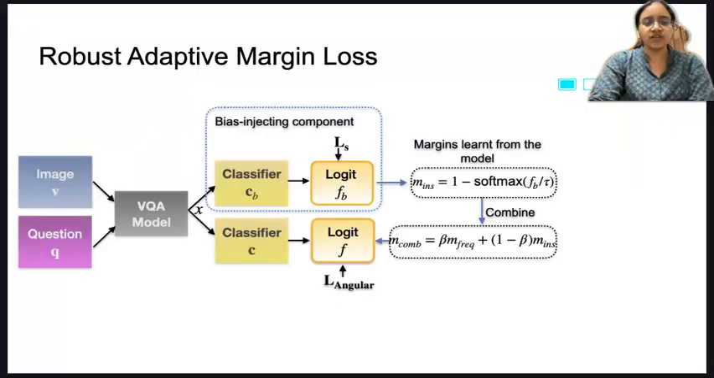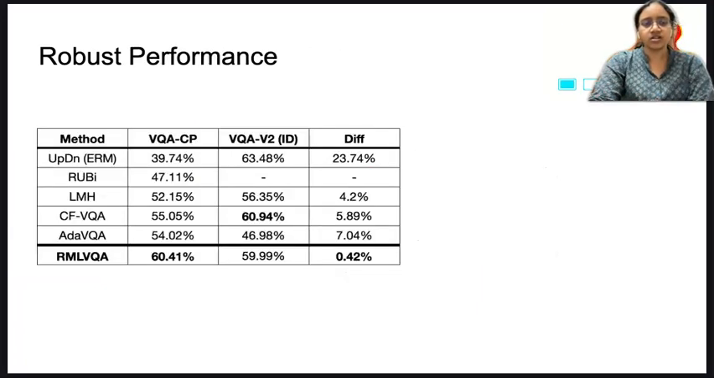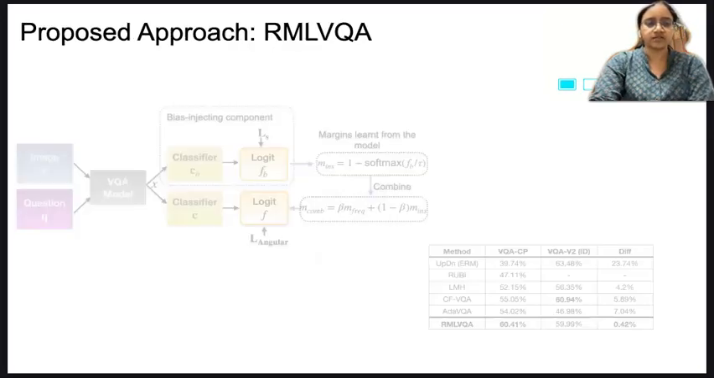To solve this problem, we learn a robust margin loss where the margins are not only estimated from the training data but also learned from the model itself. For the latter part, we introduce a bias injecting component trained by the cross entropy loss. We secure state-of-the-art performance on the out-of-distribution VQA-CP dataset and competitive performance on the in-distribution VQA-V2, which makes our model the most robust out of the competitive methods.